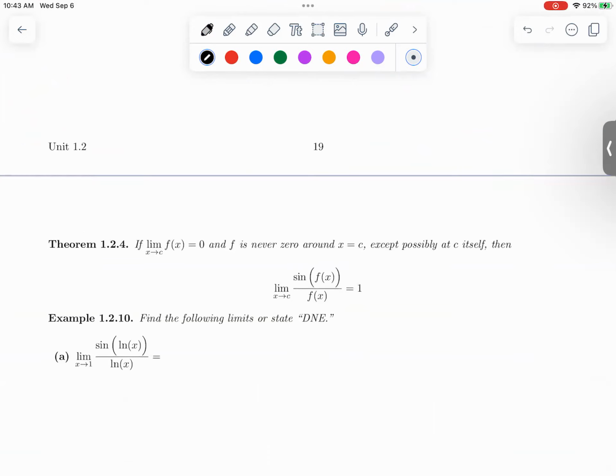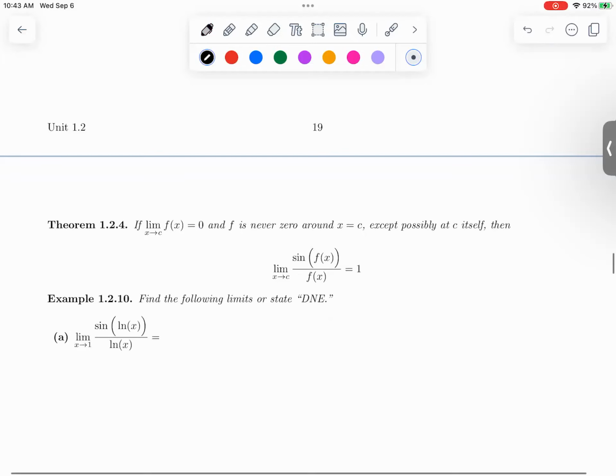All right. So theorem 1.2.4. If the limit as x approaches c of f of x is equal to 0, and f is never 0 around x equals c, that's just some filler information. You're never going to have to worry about that situation. It's always going to work out for us. Then the limit as x approaches c of sine of f of x over f of x is equal to 1. So as long as you've got the same thing on the inside of the sine and the same thing down the bottom, and that thing goes to 0, you're all good.